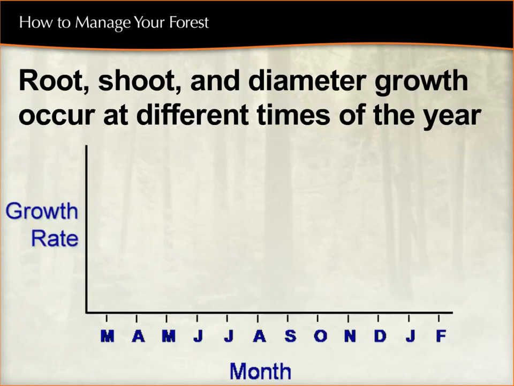Tree growth is interesting because the root, shoot, and diameter growth occur at different times of the year. As shown in this graph, the roots start to grow first around mid-March and peak in early May. Root growth stops in the hot part of the summer, but then grows again in late fall. The fall root growth phenomenon makes it possible to sometimes plant seedlings in the fall, instead of in the spring.